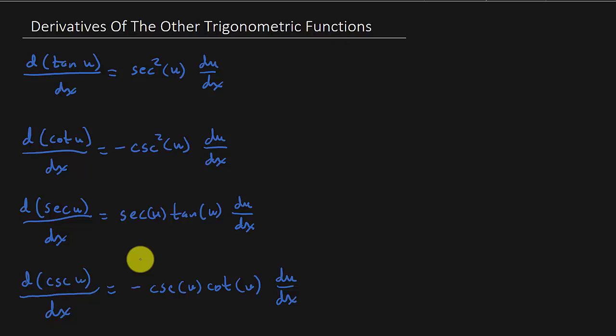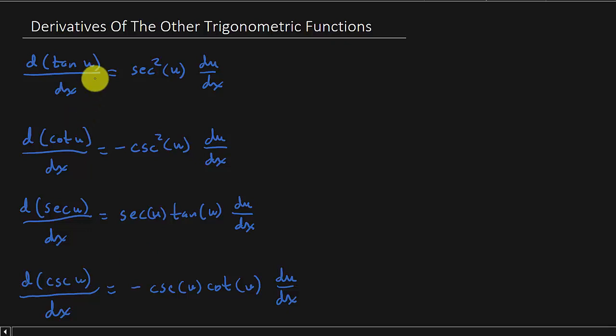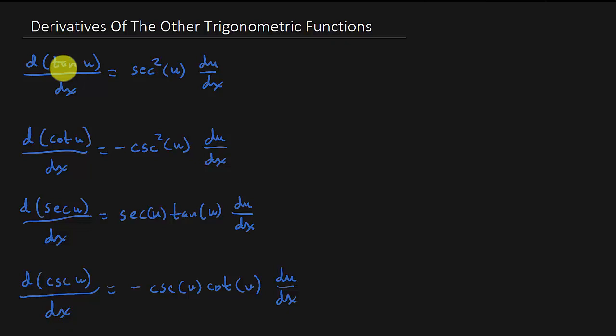If you watched the last video, as I said, in order to find these derivatives, you've got to memorize these. This is tangent, cotangent, secant, and cosecant. You've got to know them. Remember, the derivative of sine is cosine, and the derivative of cosine is negative sine. That was the last video. Well, now you've got to memorize these.